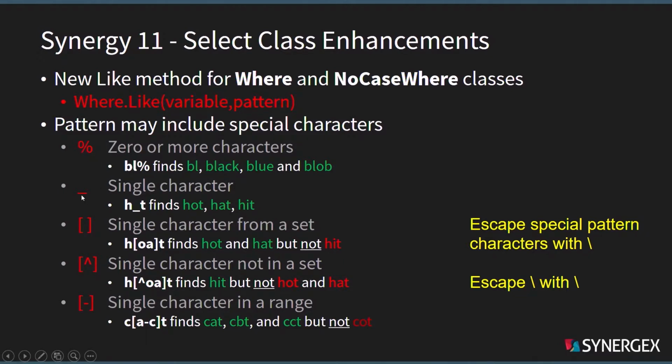You can specify any single character. You can specify a set of characters. So in the example here, you can say H followed by O or A, and then followed by T. That will match hot, hat, and hit. So you get the idea. You can use these various little placeholders to build up the match string that you want, and then filter your select results based on that. And you can escape these values as noted over here. If you want to use some of these special characters as searches, then you can escape them with a backslash.